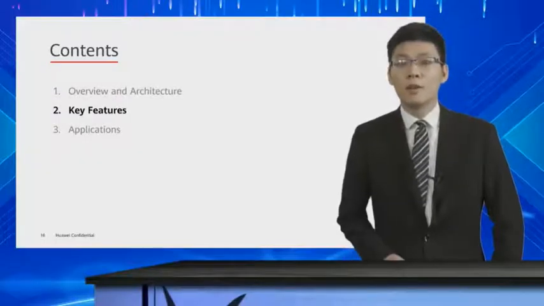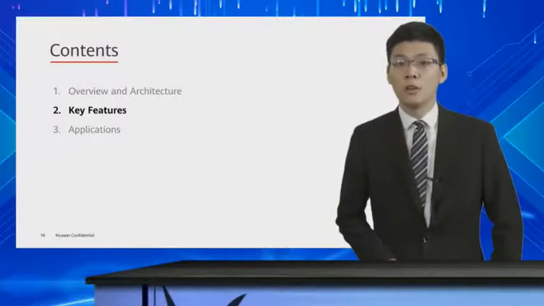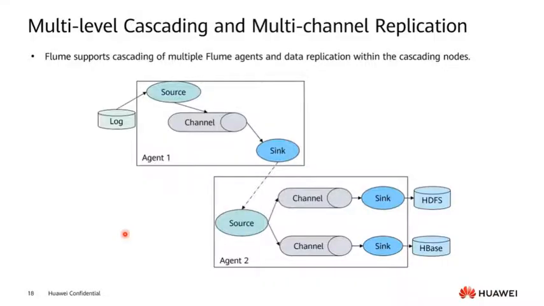Okay, now let's have a look at the key features one by one in detail. First feature is that Flume supports multi-level cascading and multi-channel replication. For multi-level cascading, we have introduced it in detail, so I am not going to repeat it. But for multi-channel replication, this improves the reliability of the whole system using the redundant mechanism.